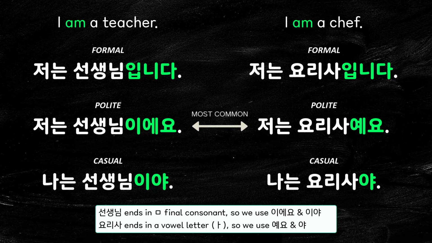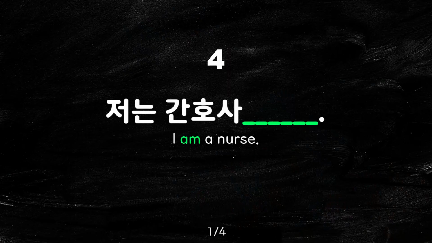Now, as mentioned, 이에요 and 예요 are the two most common words you will use in everyday life. So it's really important that you know how to use them. Remember that we use 이에요 if the noun ends in a final consonant, 받침. However, if the noun doesn't end in a final consonant and it ends in a vowel, then we use 예요. With that in mind, let's try a quick quiz. You will see a few sentences on the screen, and I'd like you to complete each sentence by using either 이에요 or 예요. Let's begin.